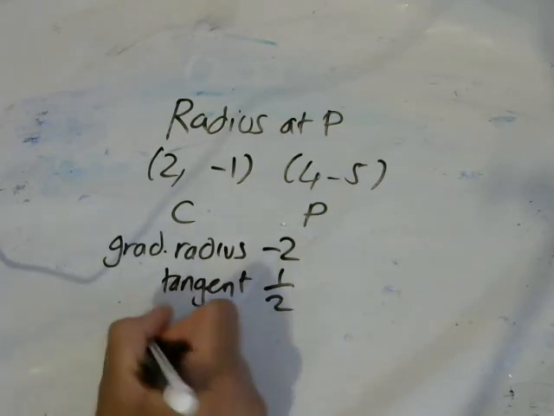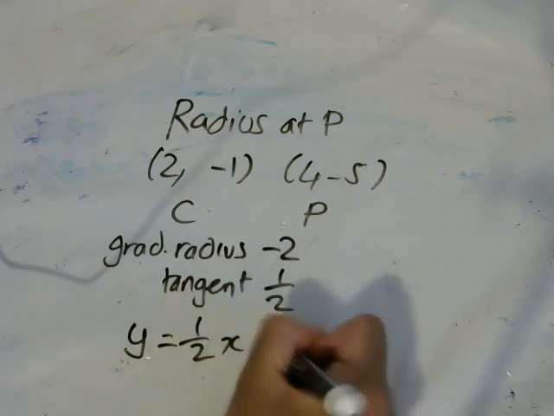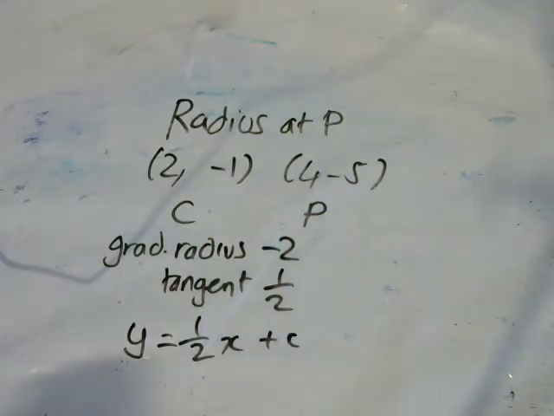So you can write this equation. And you know it goes through P, so you just sub in. You get on with your life. I mean, none of this is particularly difficult, hopefully.